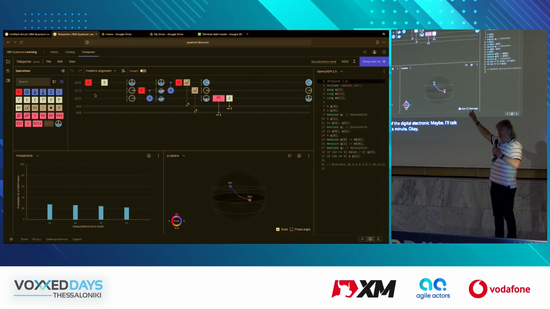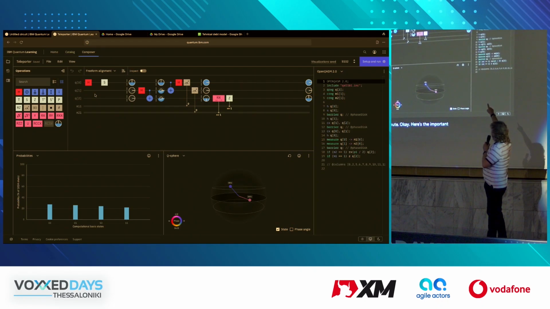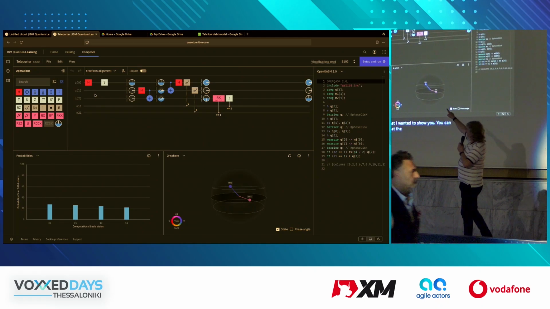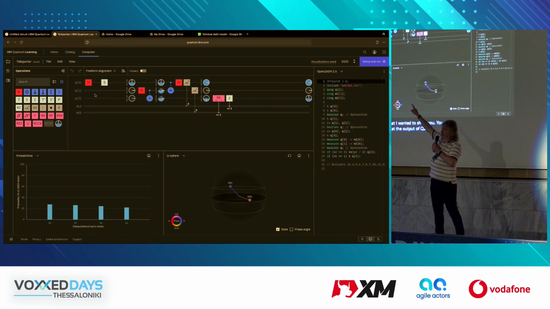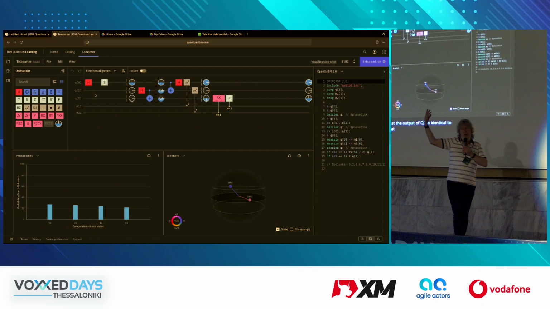Here's the important thing about this that I wanted to show you. You can see that the result at the output of Q2 is identical to the state on Q0 that we made right at the beginning. And if I play with that, you'll see it change.